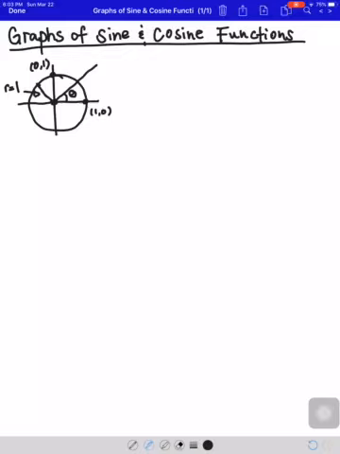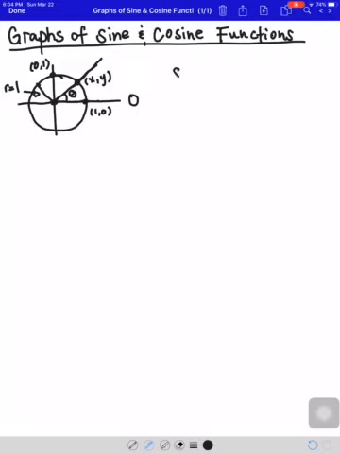This angle is in standard position, meaning its initial side is the positive x-axis, and that has a measure of 0, either 0 degrees or 0 radians. We're going to be working in radians, so I'm just going to leave it as 0 without the degree symbol. And the terminal side of our angle intersects the unit circle at some point. Let's call that point (x, y).